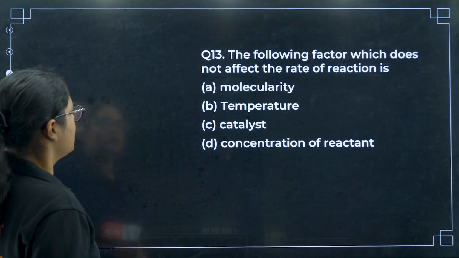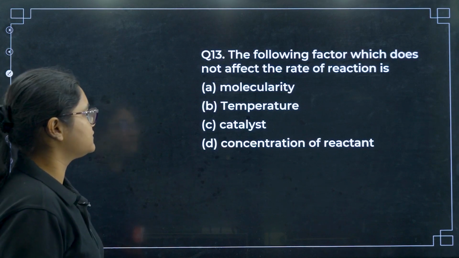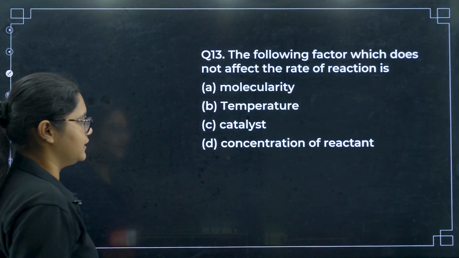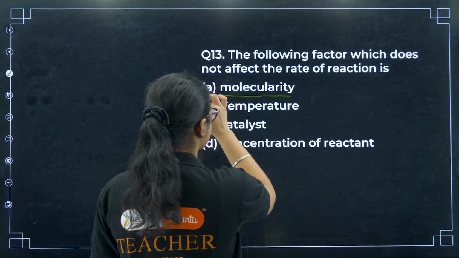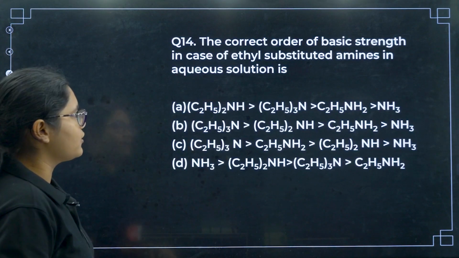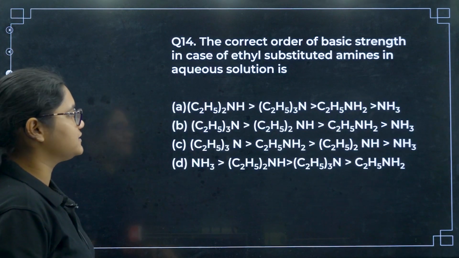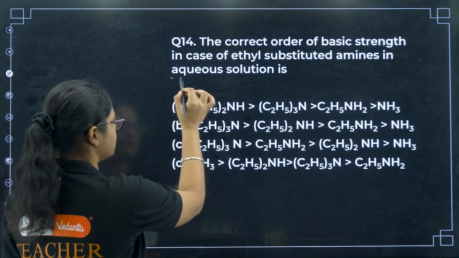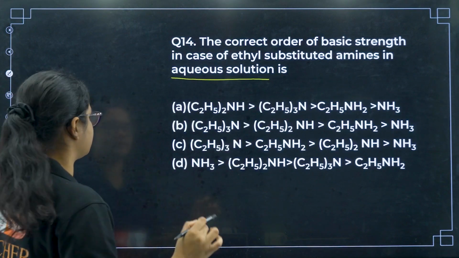Okay. Next, the following factor which does not affect the rate of the reaction is. Molecularity does not affect the rate of the reaction, option number A. Next, the correct order of basic strength of the ethyl substituted amines in aqueous solution is. This is a very, very popular question.